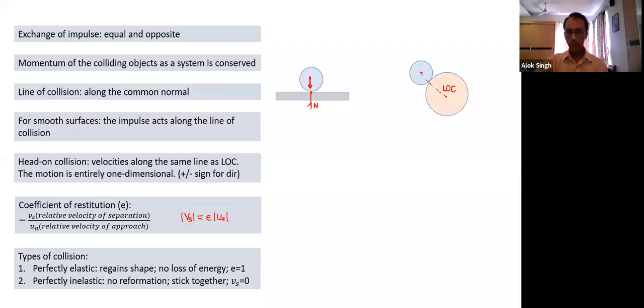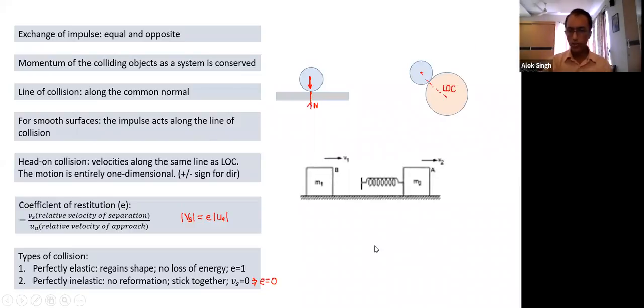Objects stick together. Velocity of separation is 0, and e is also equal to 0. Velocity of separation being 0 itself implies e is equal to 0. Thus, perfectly inelastic. In between, e can range between 0 and 1. It cannot have a value greater than 1, and it cannot have a negative value. So that's the types of collision, and more or less that completes the major theory part.